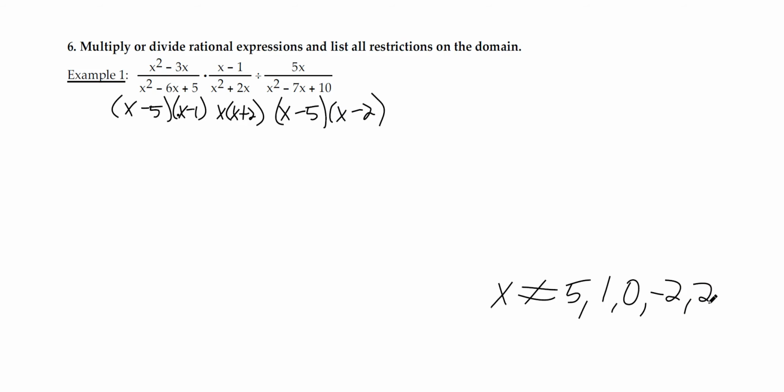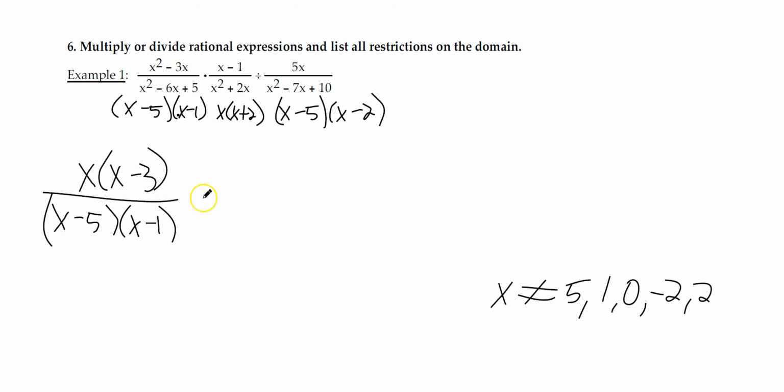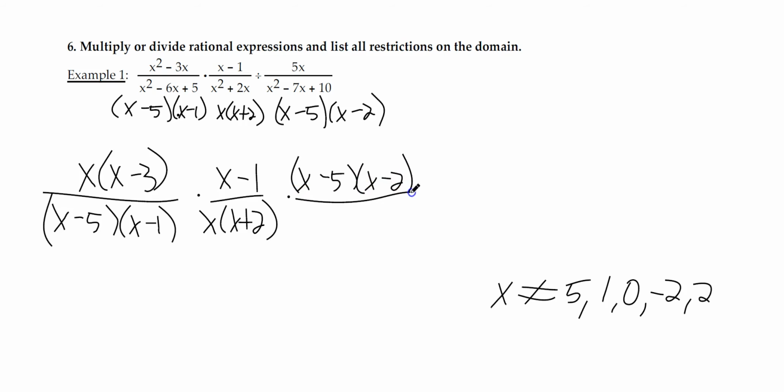Okay. Now, I can do the invert and multiply. And it's just this one that's going to switch. So this one, I might as well take a moment and also factor that x out. So that'll be x and x minus 3. Denominator's done. Times x minus 2 is factored. Sorry, x minus 1. And the x plus 2. And multiply. We're now inverting and multiplying. All this goes on top. Great. And denominator 5 and x.